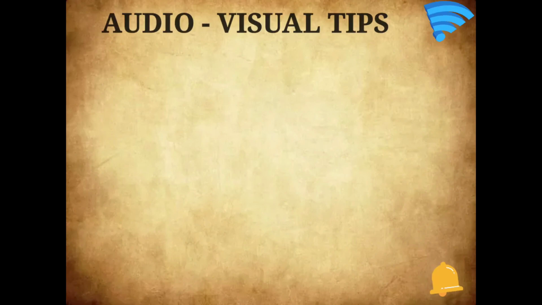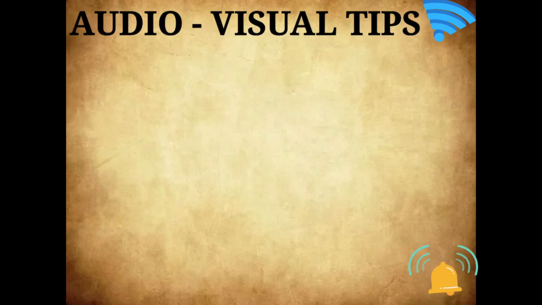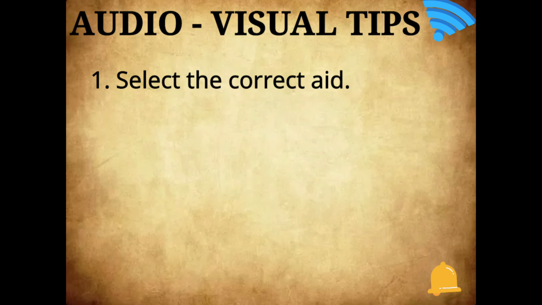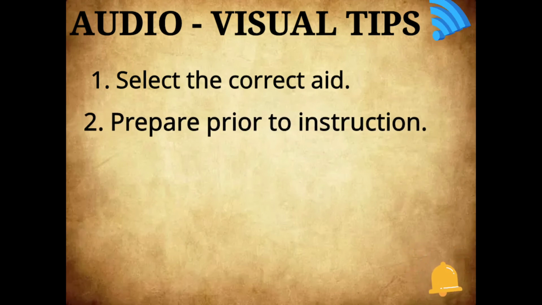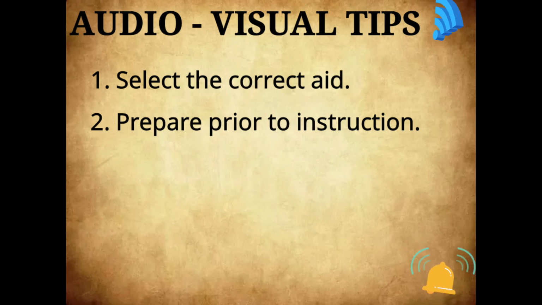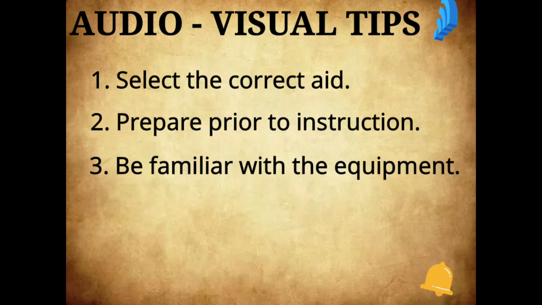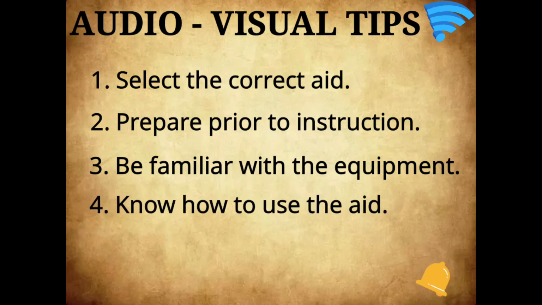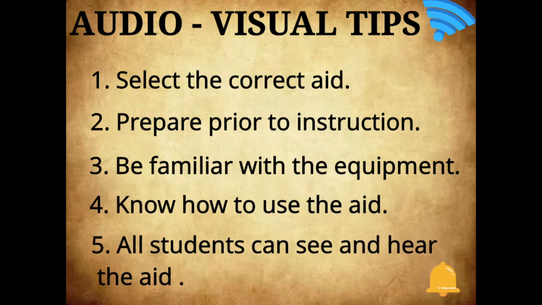So now I'm gonna share some audiovisual tips. Number 1, select the correct aid, which is connected to the topic. Number 2, prepare prior to instruction. Number 3, be familiar with the equipment. You should familiarize the equipments that you will use to have a smooth class. Number 4, know how to use the aid. Number 5, make sure all students can see and hear the aid.